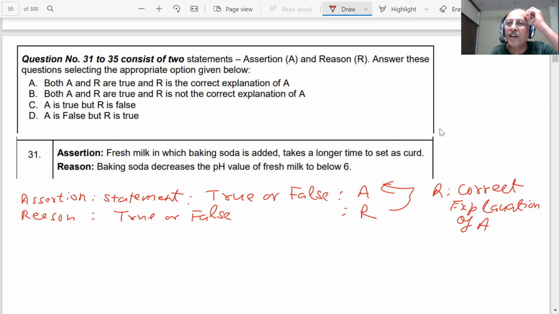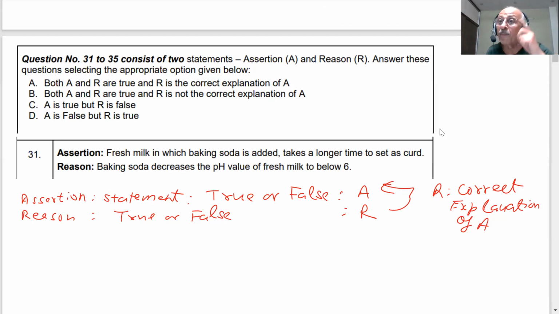It is clear. Pay attention, focus on the question, and then only answer. These are very good, intelligent questions. You have to think before you answer. Read the question carefully, read the assertion carefully, read the reason carefully, then you will find the answer.